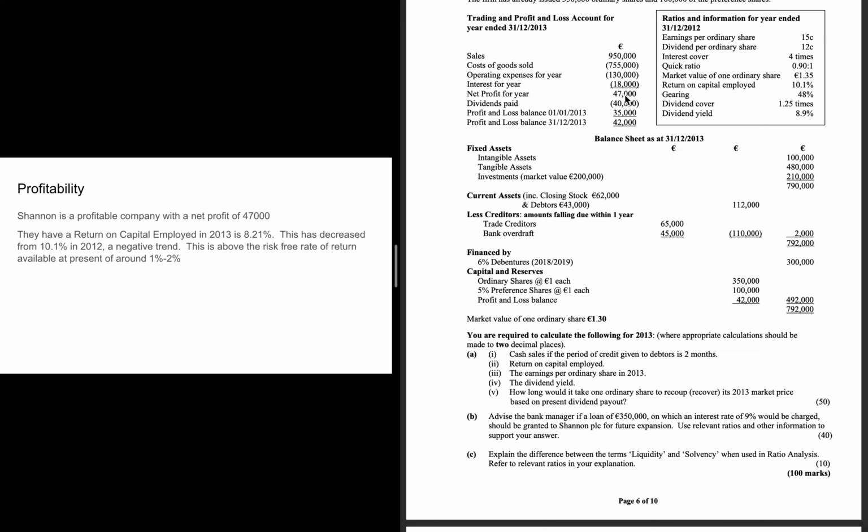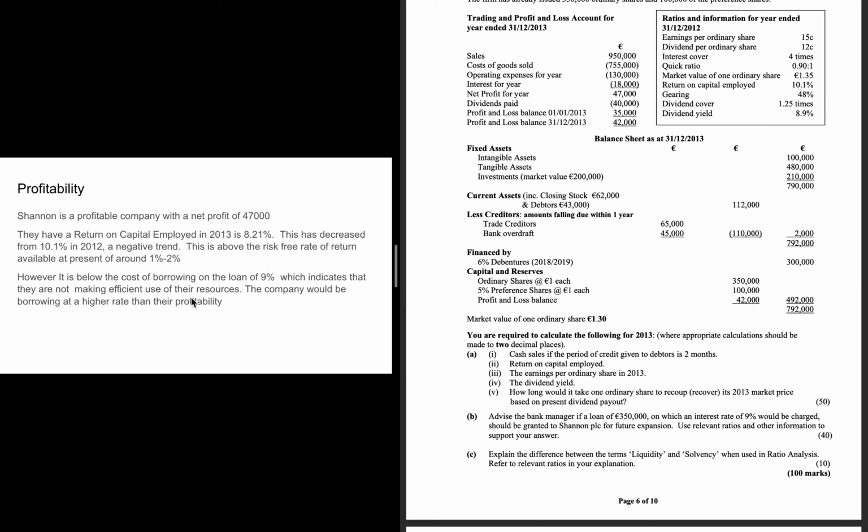We've worked out the return on capital employed to be 8.21, which is down from 10.1, a negative trend. Now it's above the risk-free rate of return, but it's below the cost of borrowing. So when they give you the rate of borrowing, it's the company giving the loan, so the profitability is below the cost of borrowing. You could say it's above the debenture rate if you wish, but below the cost of borrowing.